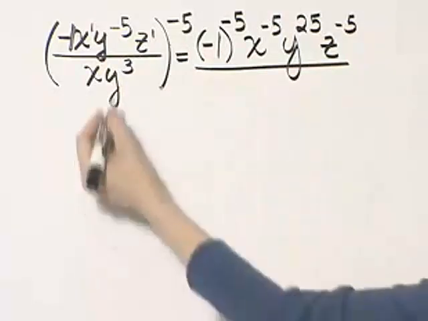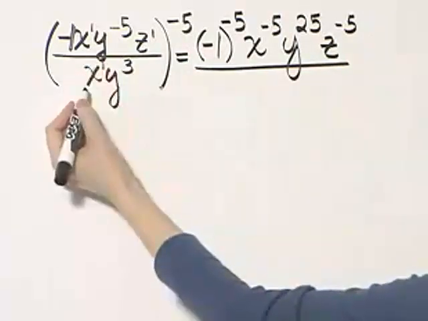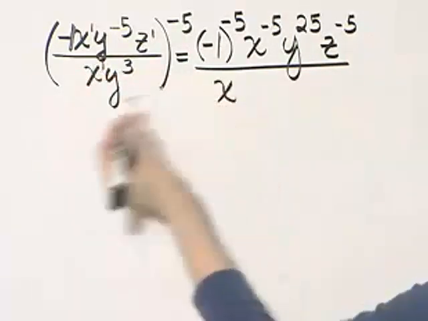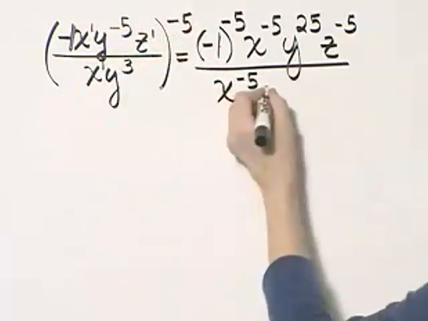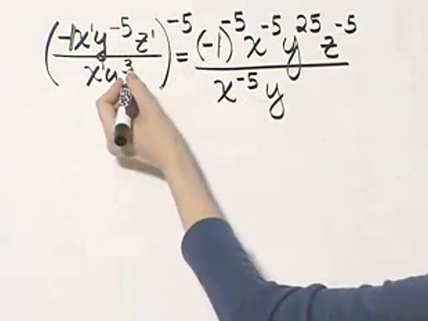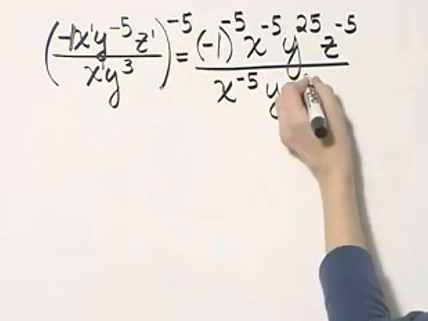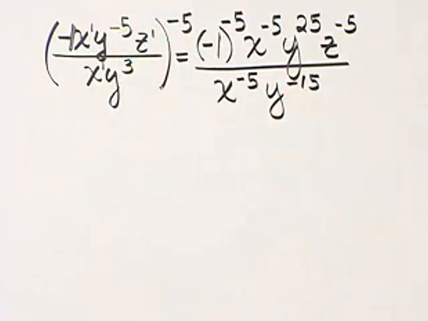Then what do we have in the denominator? Understood power of 1 again, so that's x raised to a power of 1 times negative 5, or negative 5, and y raised to a power of 3 times negative 5, and that is negative 15.